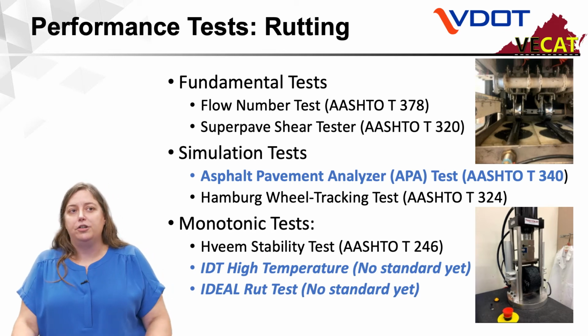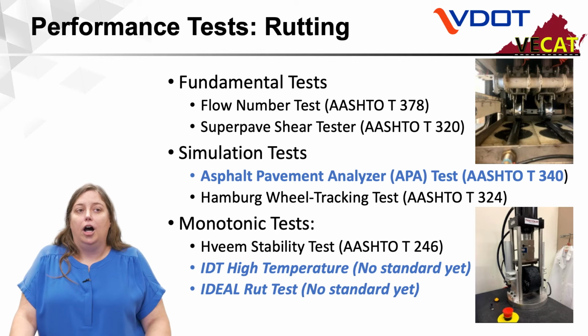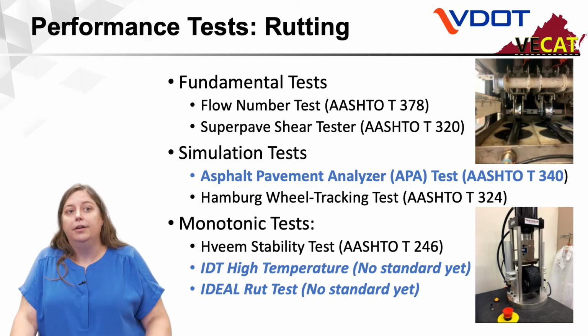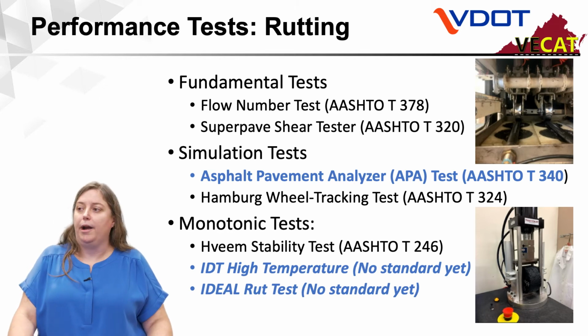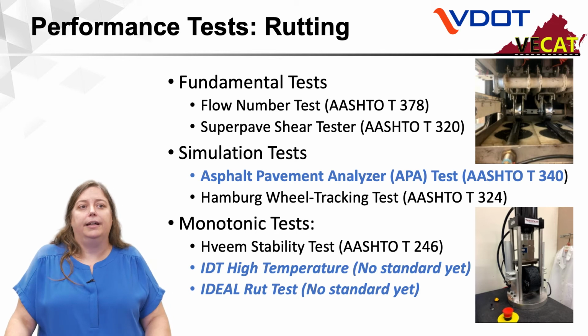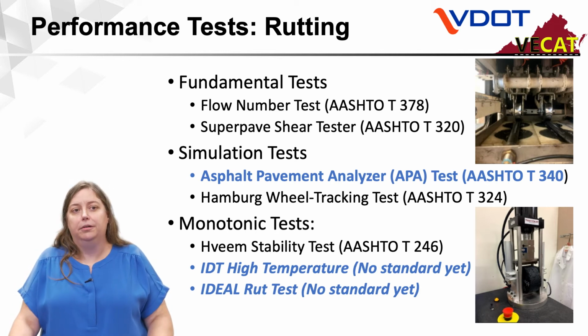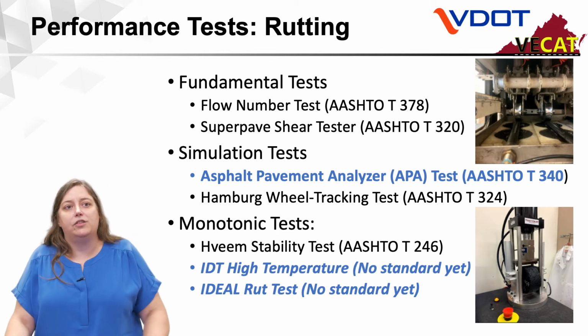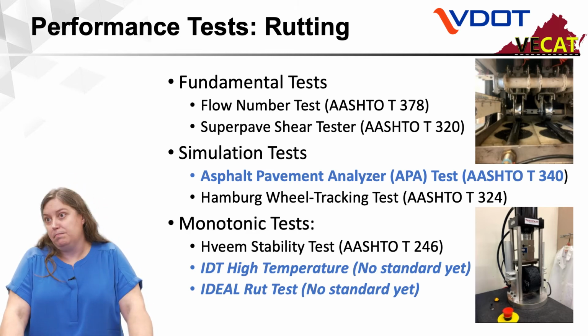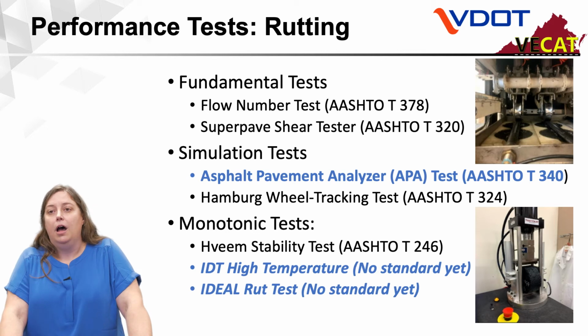For rutting evaluation, though, there are a number of tests. Fundamental tests like flow number and Superpave shear tester, simulation type tests where we're actually simulating the action of a wheel on the pavement, and monotonic tests that basically apply a single load. For rutting tests, we have been using in Virginia the Asphalt Pavement Analyzer test since the early 2000s.